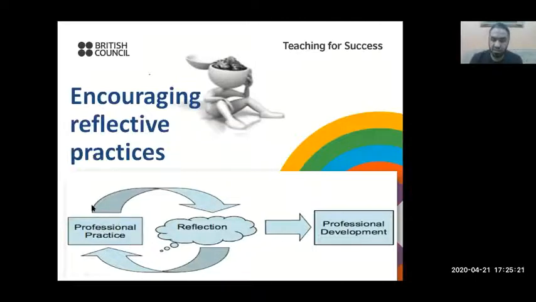So here is a professional practice. This is my work inside the class. Then I have to reflect on my work. After that, I'm going to make a professional development. So I have to reflect on my professional practice to make a professional development, to know what the weaknesses are and treat them, and what the strengths are and consolidate them.